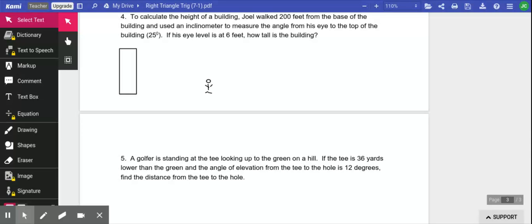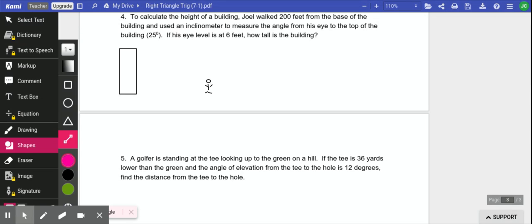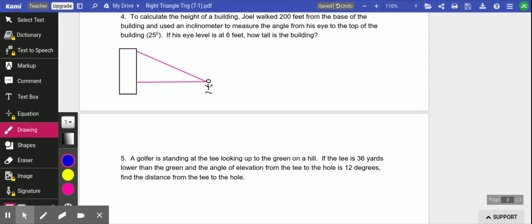All right, so he walks away from this building. So this distance here is that 200 feet. And then he measures the angle to the top of the building here. Let me draw some of those in. So this is 200 feet. And then he measures this angle. It was 25 degrees. And he is very curious as to how tall this building is.